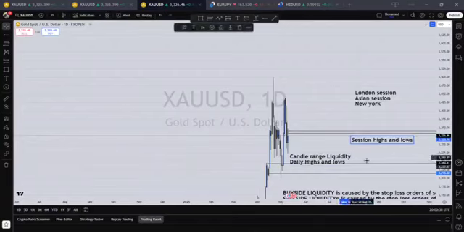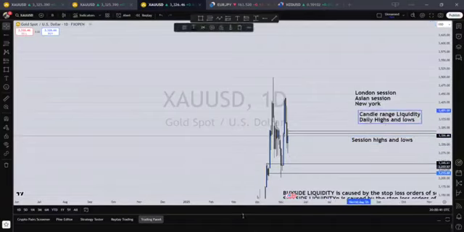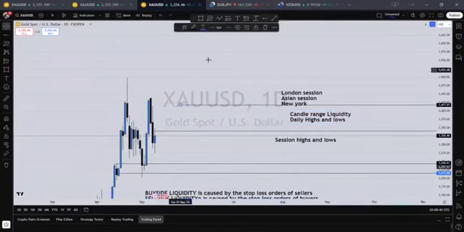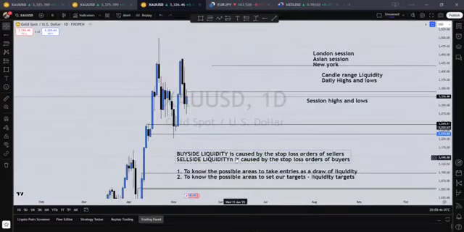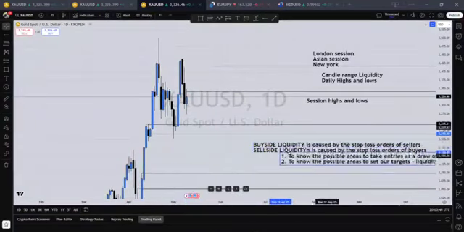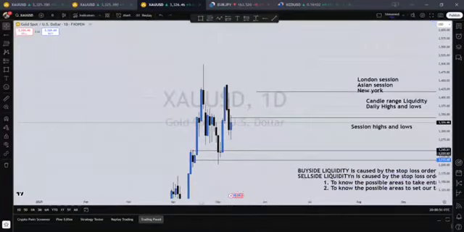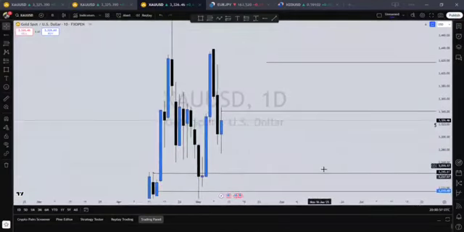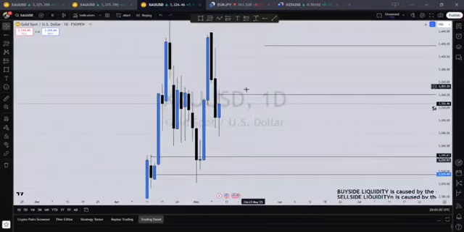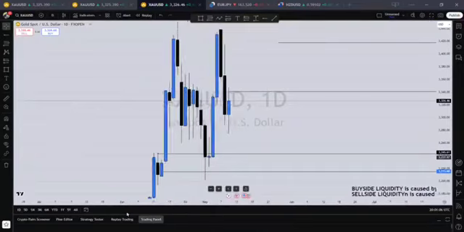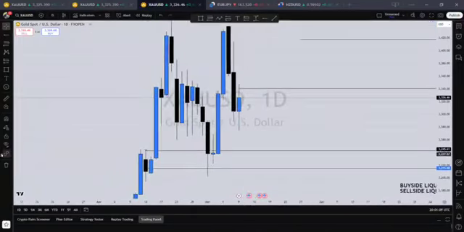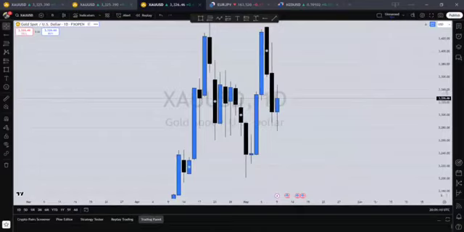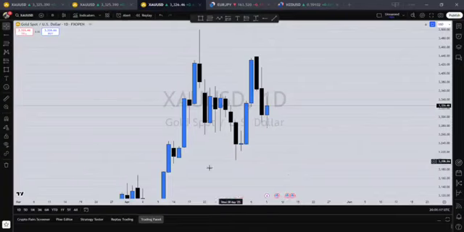It has to do with the daily time frame. So basically it's almost the same thing as our candle range liquidity. That's one of the reasons why I even took a buy, because of daily candle liquidity.